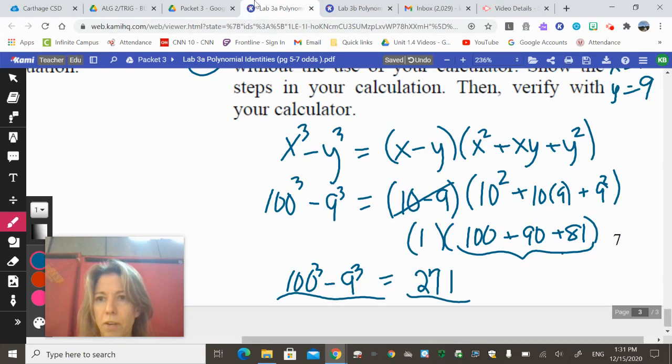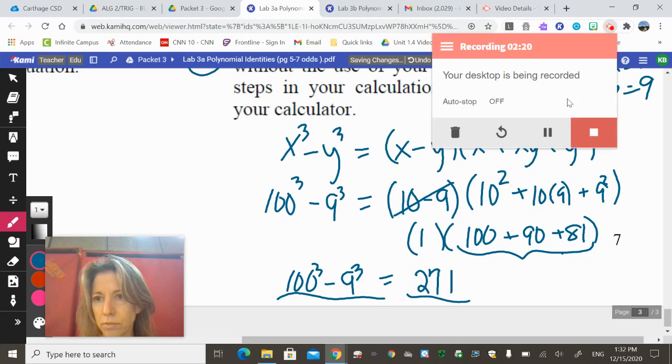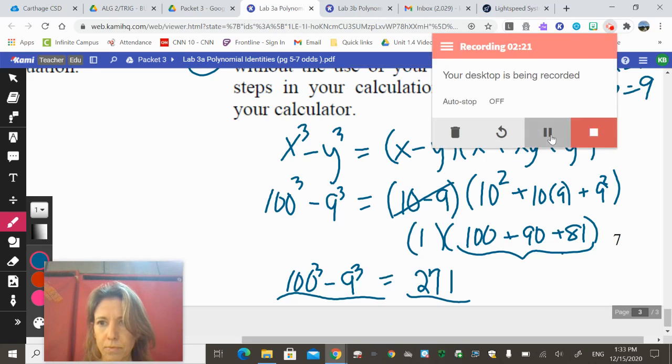It says to verify with our calculator. We can do that as well. I did verify in the calculator, and everything checks out.